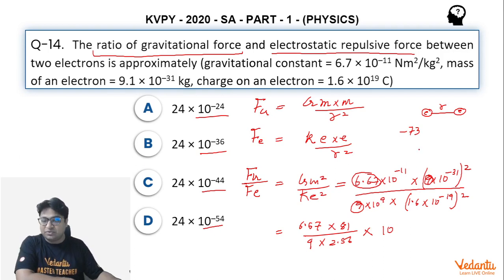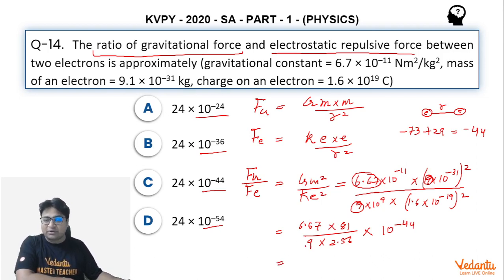And since we have to divide, like this is in the denominator, this was in the numerator, it will become plus 29. So this becomes what? This becomes 44, I guess, minus 44. So 10 raised to power minus 44. Okay, now we have to just check what is the order of this term.